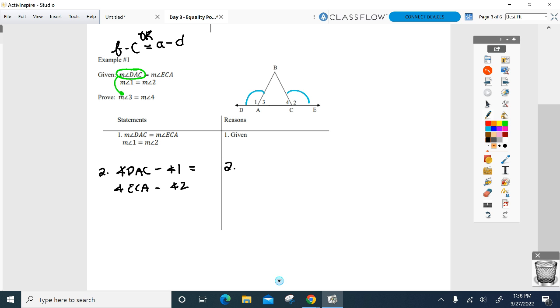What gives me the right to do this? Our new one for today, out of the 2, subtraction. And just from Friday, that's not my proof statement. Last one's got to be the proof statement. So why is angle 3 equal to angle 4 now? How do I know angle 3 is the same as DAC minus 1?